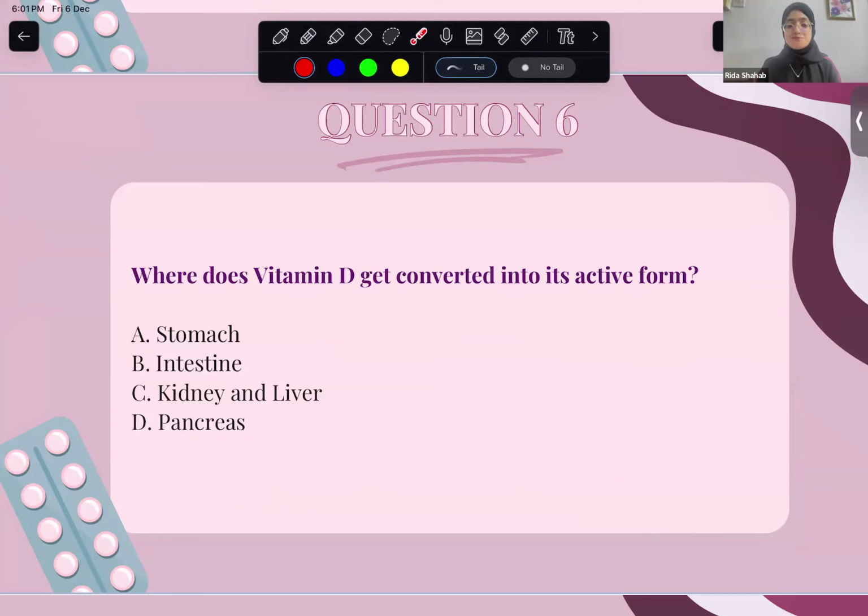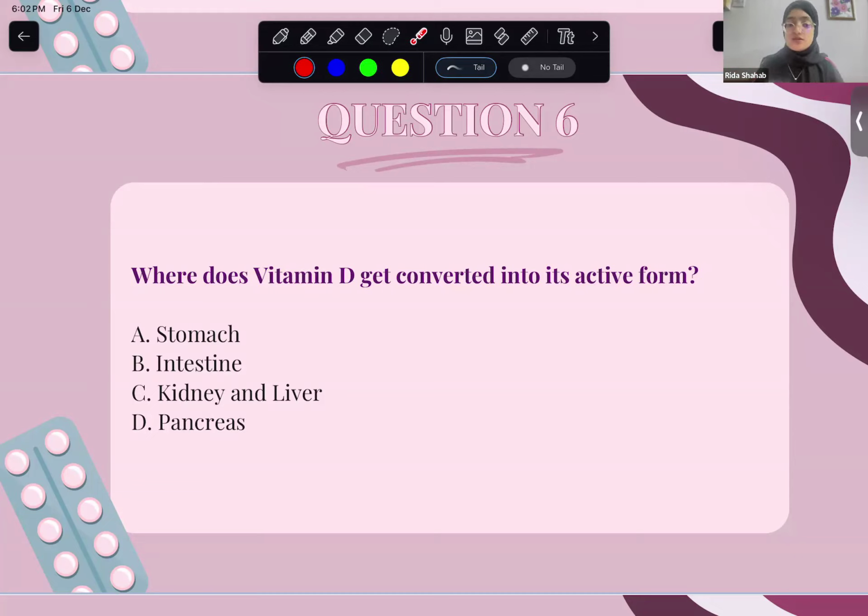Skin? Do you want to go again? Skin is not even in the option. Yeah, UV does convert it, but it's not the active form. It is C, yes. It's kidney and liver. This is where your vitamin D gets converted into its active form. In the skin, it just gets converted into cholecalciferol, which then goes to the liver and the kidney to get into active form.